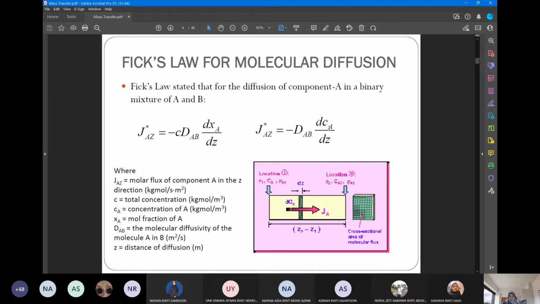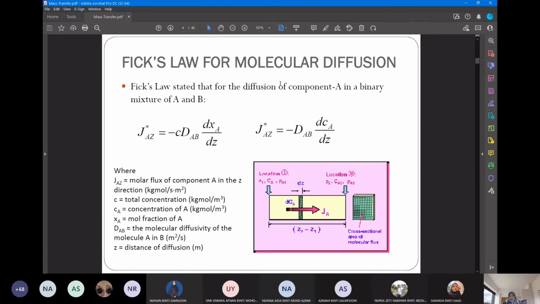transformed into concentration terms. Okay, in terms of concentration. So what concentration are you talking about? This is the concentration of the gas. This is the concentration of the liquid. It doesn't matter because we are dealing with molecular diffusion. It's molecules. Okay, so you have molecules in liquid. You have molecules in gas.